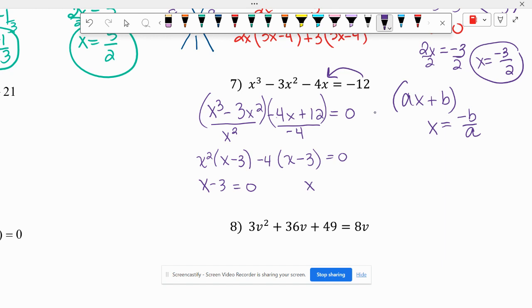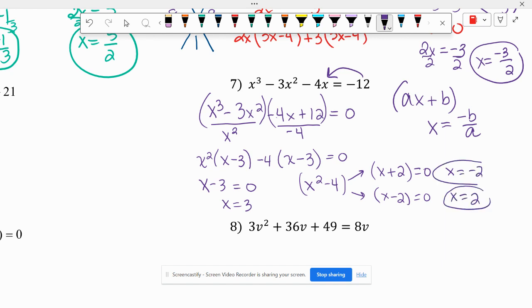Or, what about this one? X squared minus 4. Is this factored all the way? No, this factors into what? X plus 2, x minus 2. Yeah, difference of two squares, x plus 2 and x minus 2. So we have x equals positive 3, x equals negative 2, or x equals positive 2. Why does this have 3 solutions? Because it's cubed. It's degree 3. That's why.